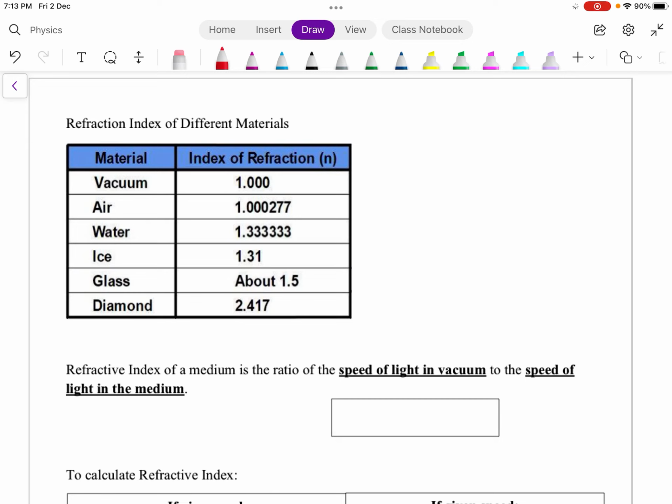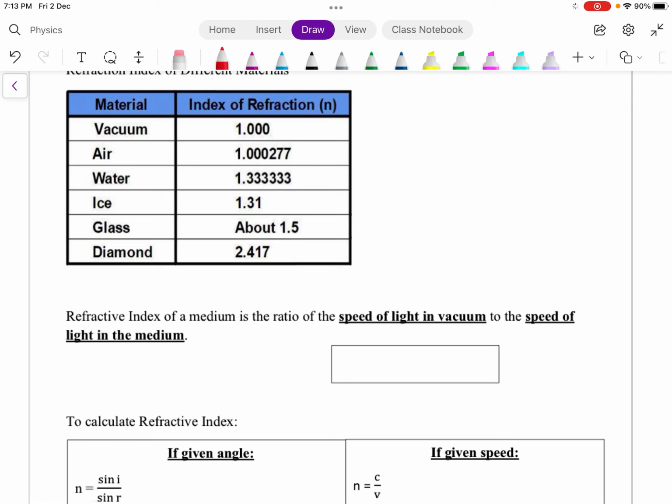Okay, so what is the definition of refractive index? Refractive index is actually a ratio.